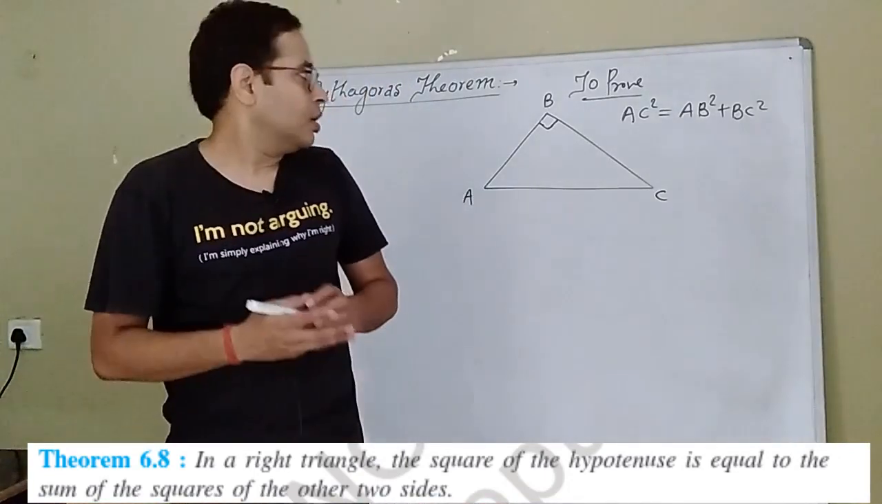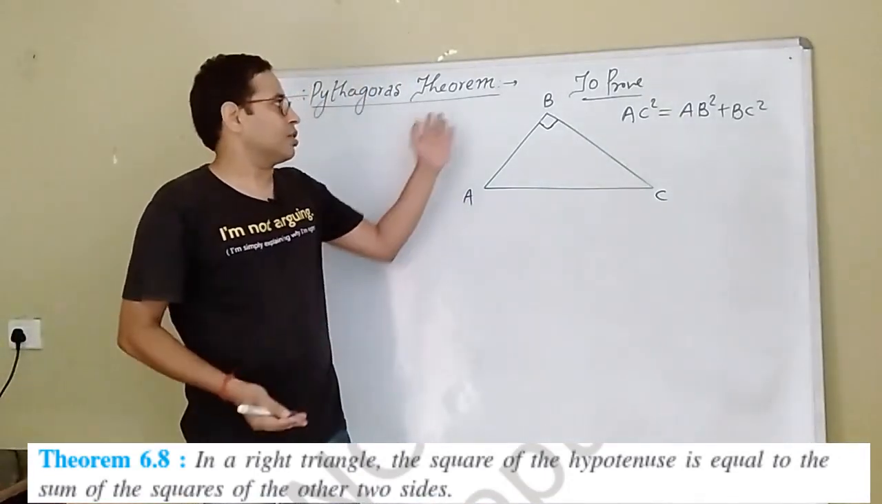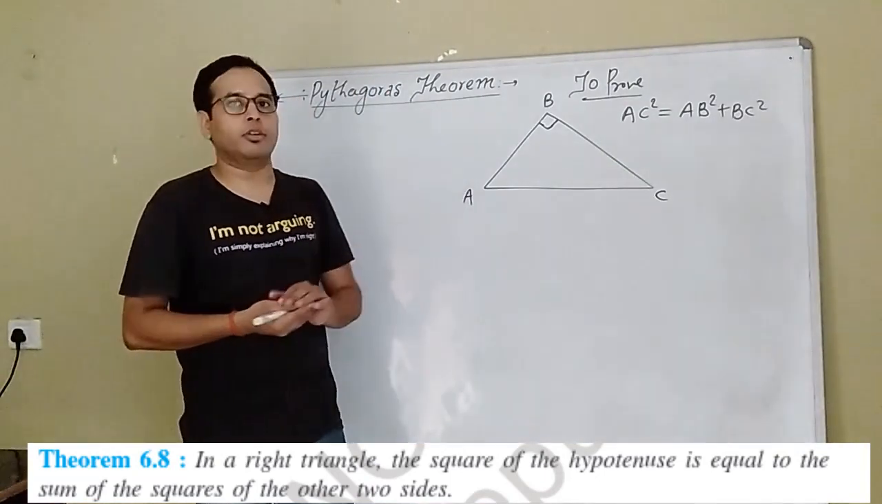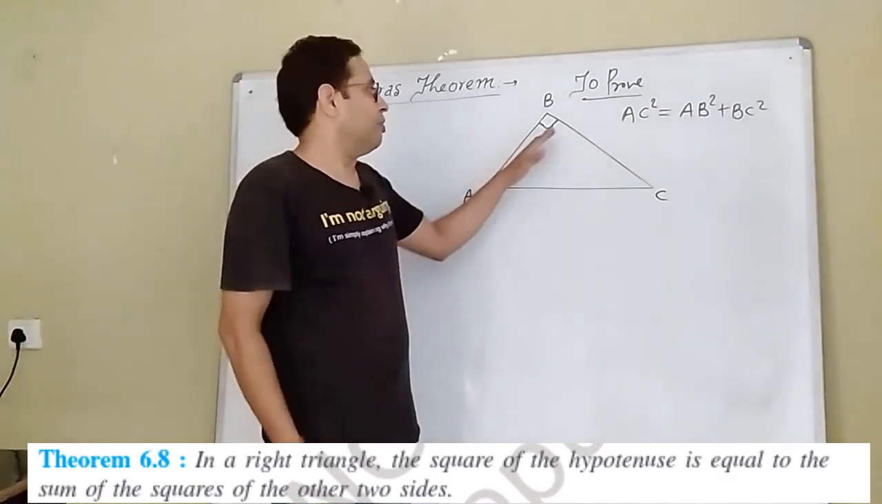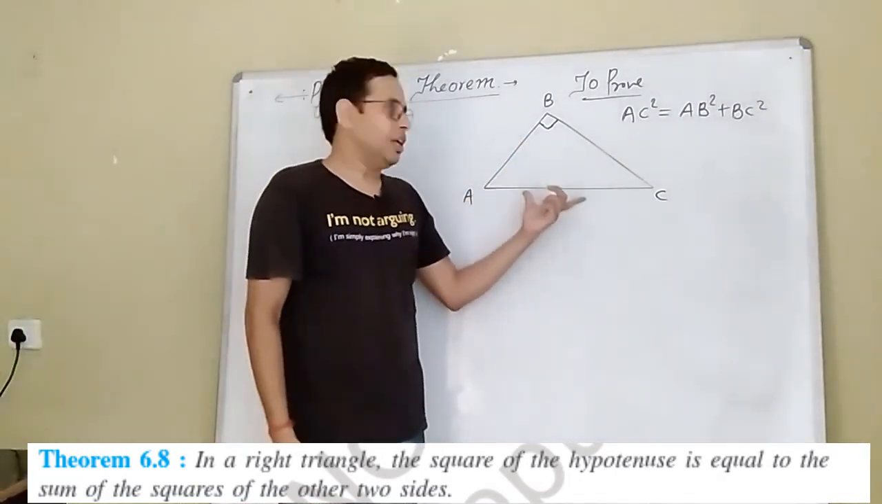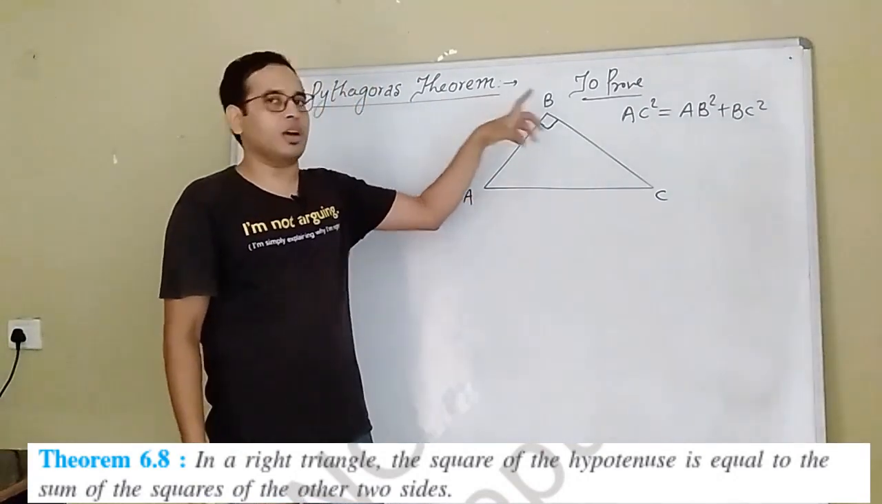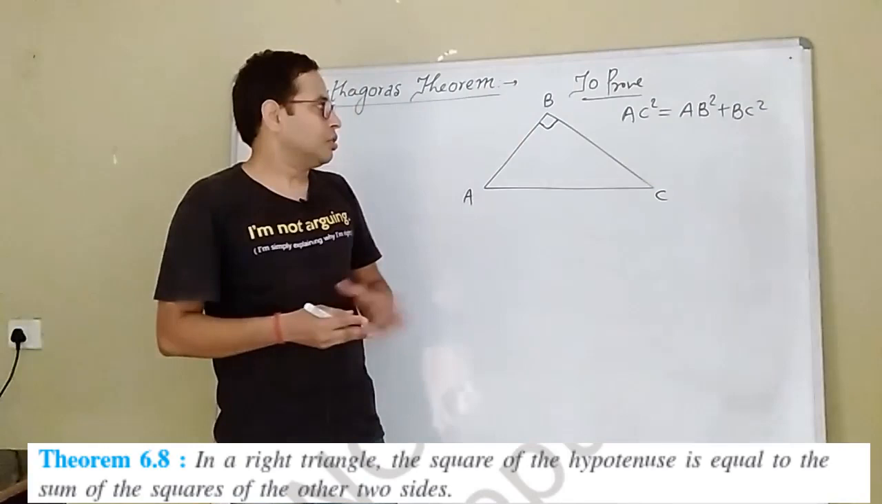Good morning, dear students. Today we are going to study Pythagoras Theorem, and we will study its proof. How to prove Pythagoras Theorem? What is the Pythagoras Theorem? That if a right-angled triangle ABC is given, then the square of the hypotenuse is equal to the sum of the square of the other two sides. This is Pythagoras Theorem. So we'll prove it.